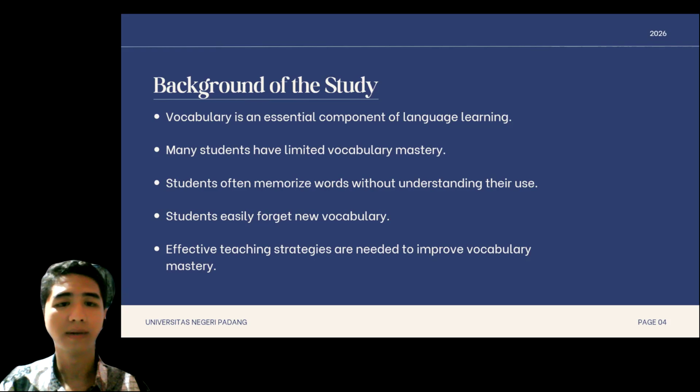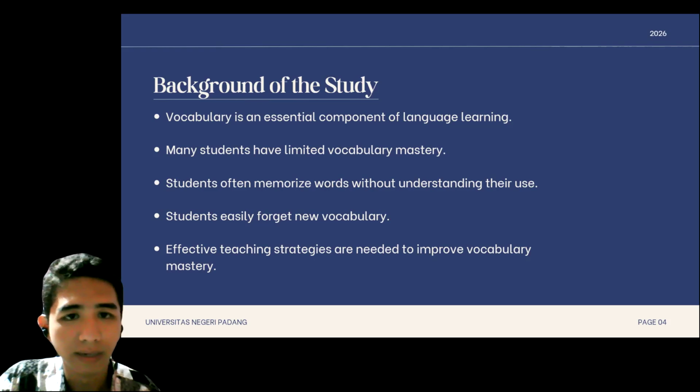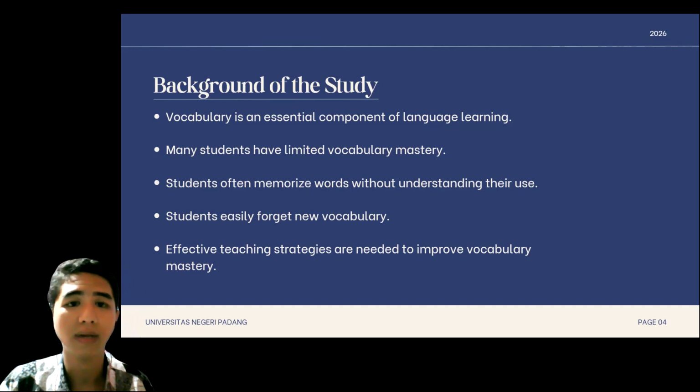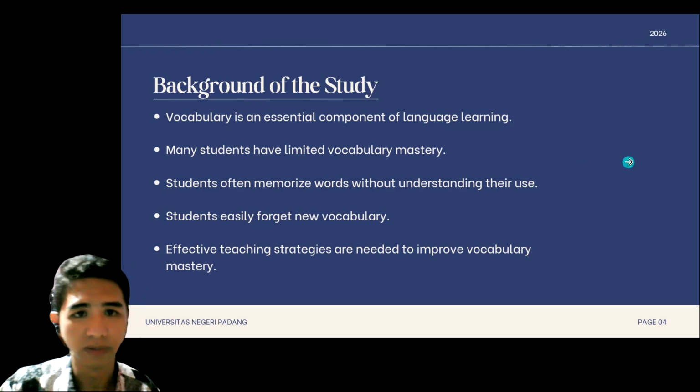Students easily forget new vocabulary. When they get new vocabulary and don't use it often, they will forget it fast. Effective teaching strategies are needed to improve vocabulary mastery. Because of this, we need an effective strategy to improve vocabulary mastery first.